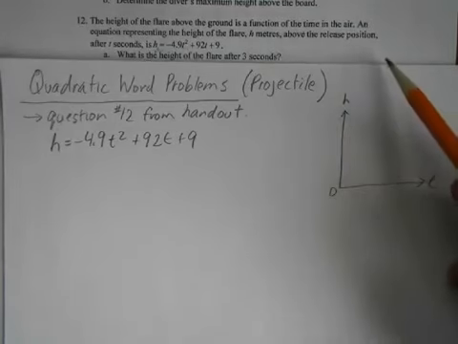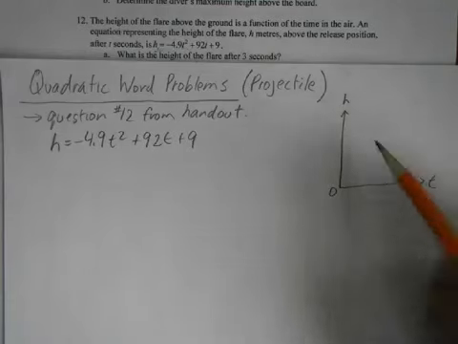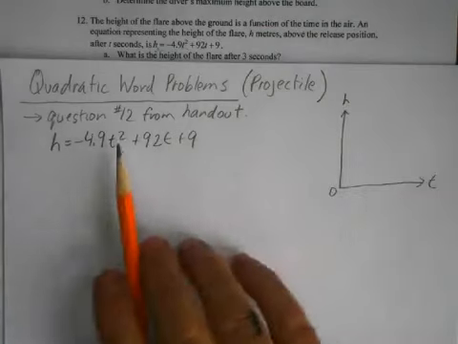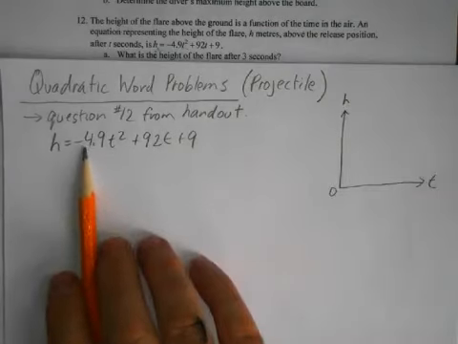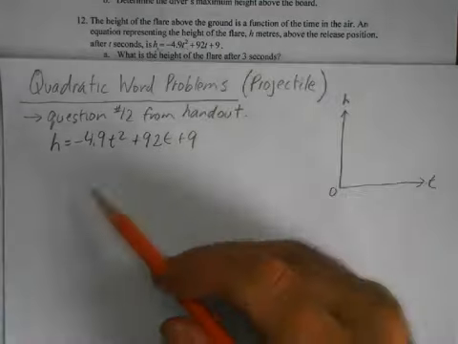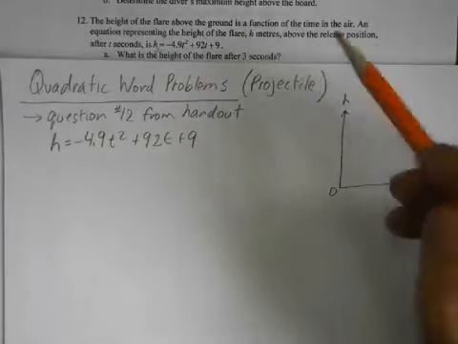Projectiles are so popular for quadratics because when an object goes up in the air and comes back down, it always follows a parabola. And since it goes up and comes down, that's a parabola that opens down. So the equation will always have a negative for your a value. That's a given.